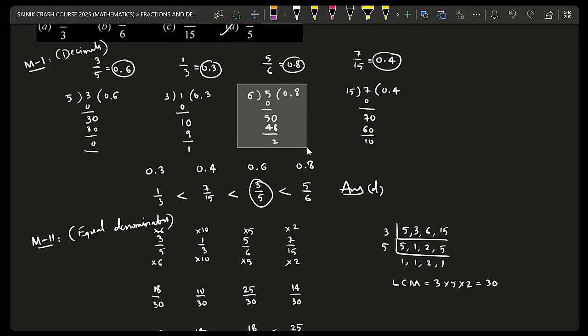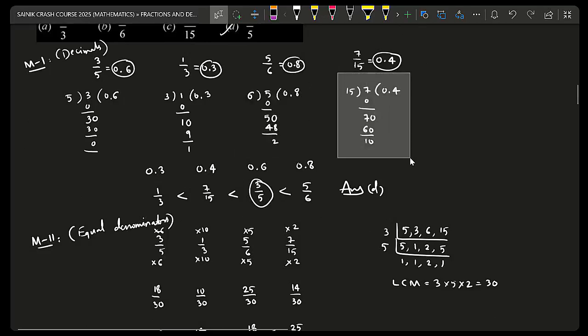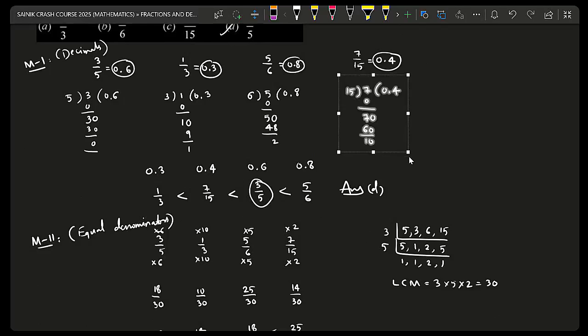5 will get a 0 here. 50. 6 8s are 48 and remainder is 2. Right? Yes, sir. Then 7 by 15, dividing 7 now. 15 zeros are 0, 7. Use decimal point, 7 will become 70. 15 fours are 60. Remainder is 10. Okay? Okay, sir. Now the answers are 0.3, 0.4, 0.6, 0.8, everything.